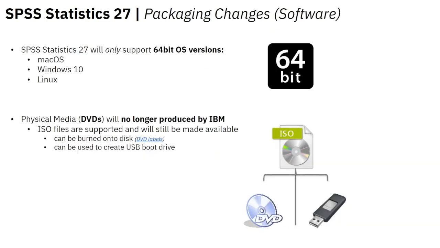And then lastly, as of version 27, SPSS Statistics will only support 64-bit OS versions for Mac OS, Windows, and Linux, which means that there will be no downloads available for 32-bit versions. Also, physical media, like DVDs, will no longer be produced by IBM. Instead, ISO files will be supported and will still be available from Passport Advantage.